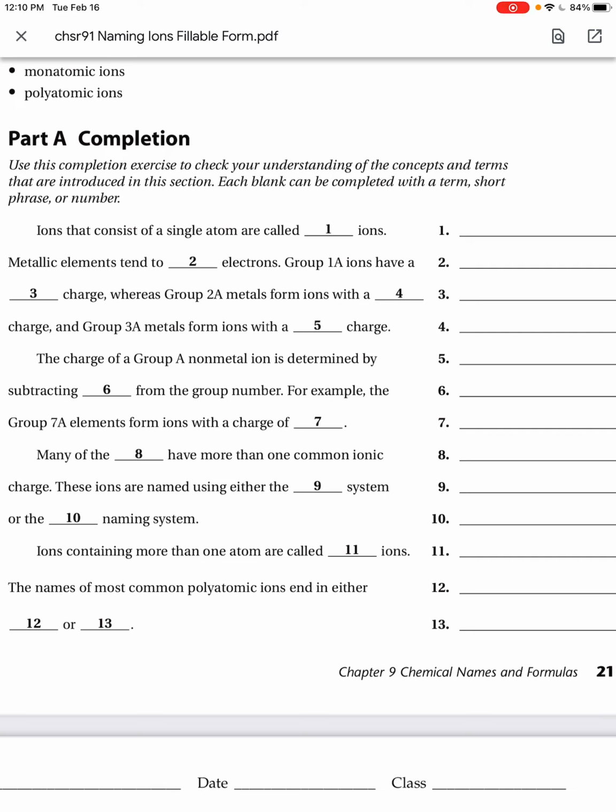Ions containing more than one atom are called polyatomic ions. So number 11 is polyatomic. And the names of most common polyatomic ions end in either ite or ate. So 12 and 13 in either order. The answers are ite and ate.